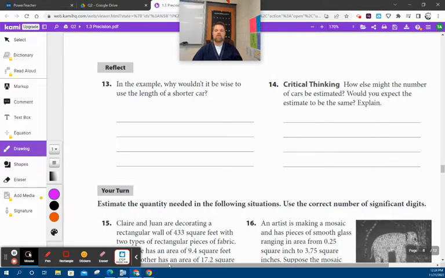So it says, in this example, why wouldn't it be wise to use the length of the shortest car? Well, the shortest car is probably an anomaly, right? And that's a fancy word that means what? You could overestimate. Remember that said 54 cars? And so you could say, may be an overestimate. If one of those cars is longer, then 54 cars won't fit, right? 54 cars may be an overestimate.